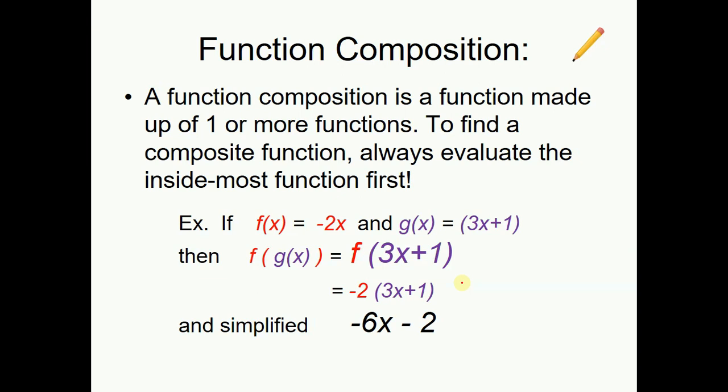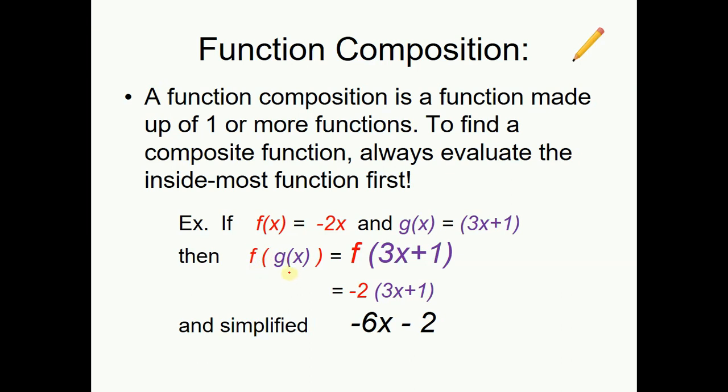So, to find a composite function, always evaluate the inside-most function first. What does that mean, you're probably asking me? Basically, what a function composition is, instead of plugging a number like 3 into f, you're actually going to plug an actual function rule in for x. So, let's say we have f of x, he's equal to negative 2x. And then I have g of x, and he's equal to 3x plus 1. And I want to find the function composition f of g of x.